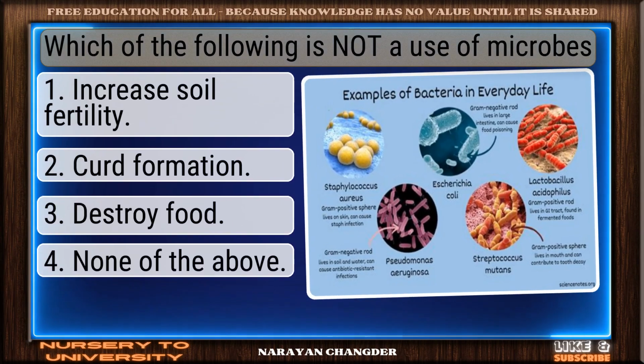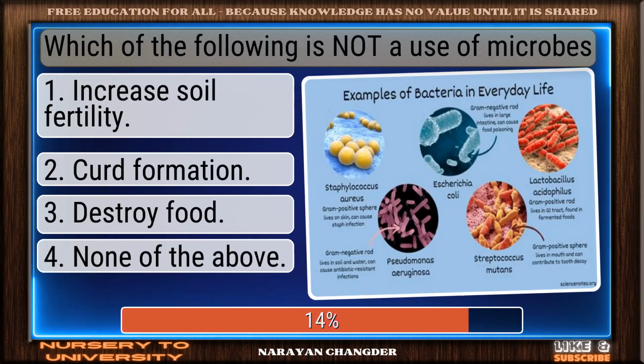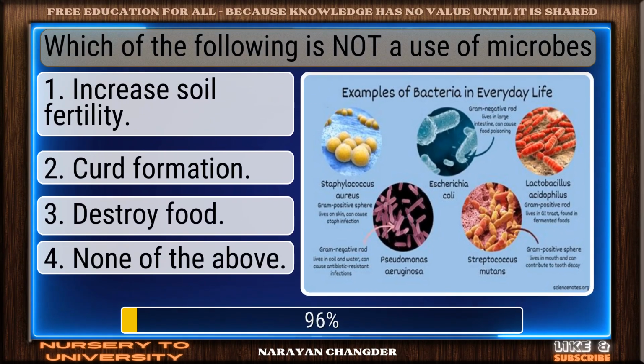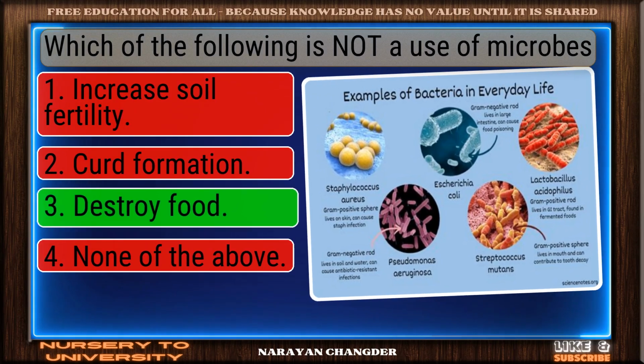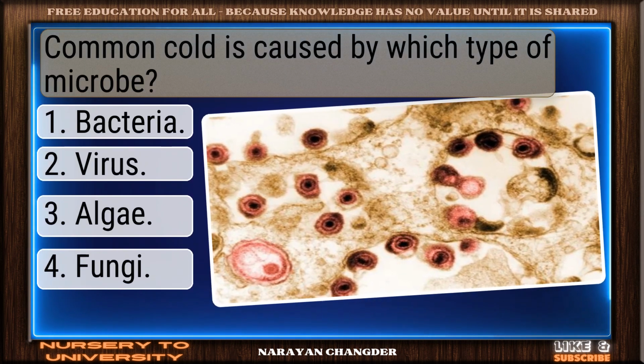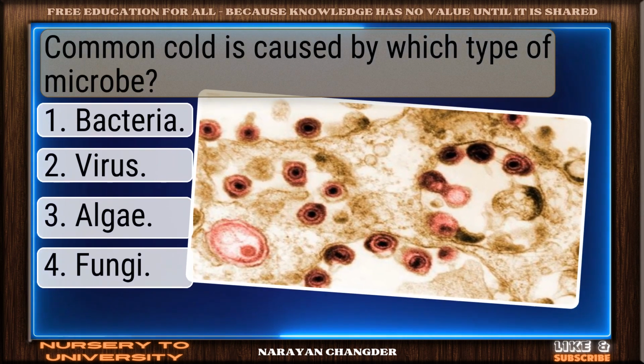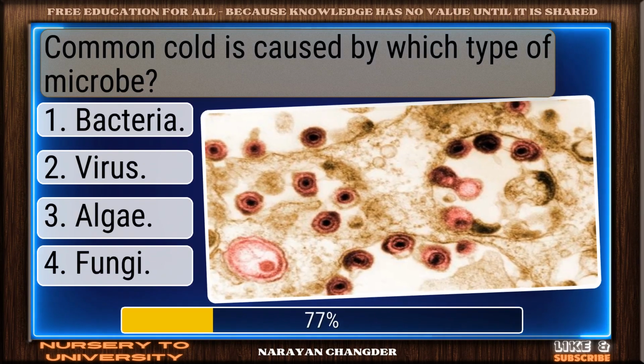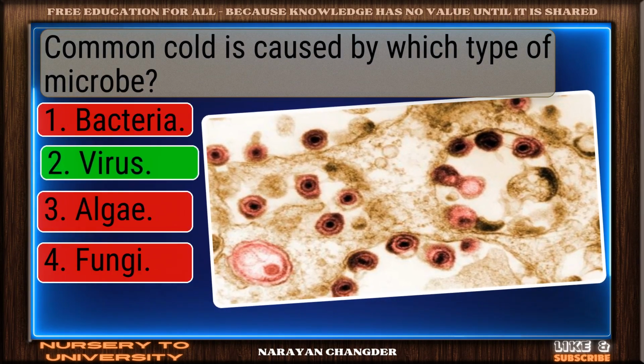Which of the following is not a use of microbes? Sharp thinking. Destroy food is the right choice. Common cold is caused by which type of microbe? Valid point. Virus is true.